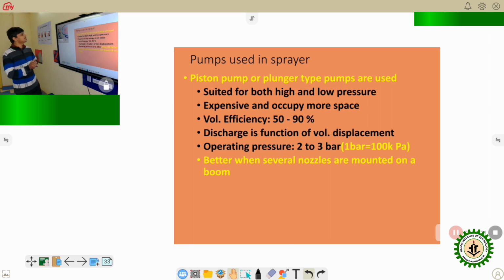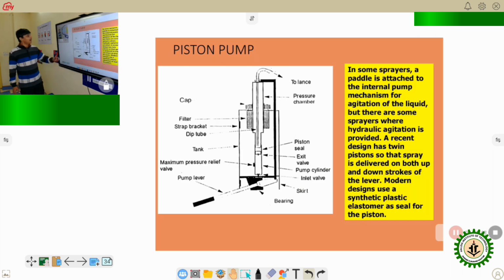The pumps used in sprayers are generally piston and plunger type pumps, and they can effectively be used for both high and low pressure. Volumetric efficiency is also important. It is around 50 to 90% for this sprayer, and the operating pressure is around 2 to 3 bar. So here we are presenting this type of piston pump, which is effectively used for this sprayer.